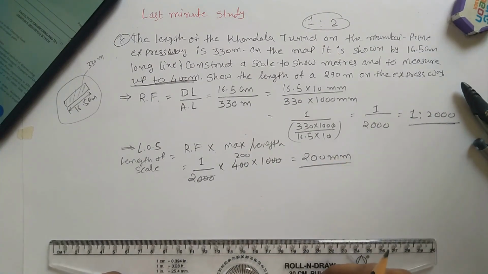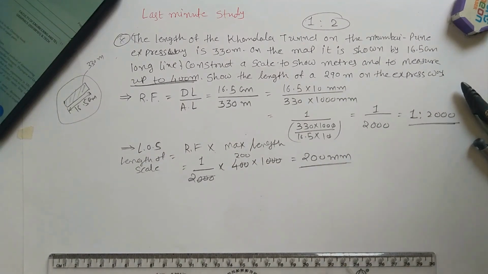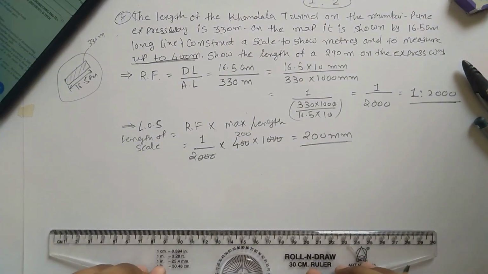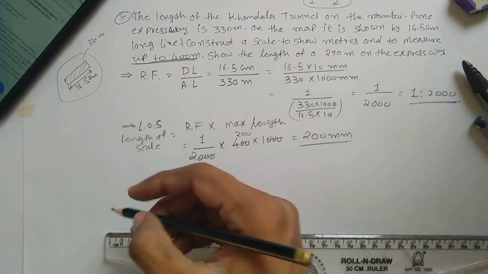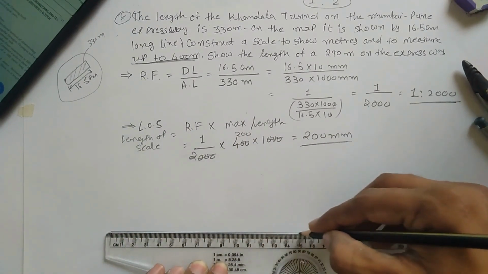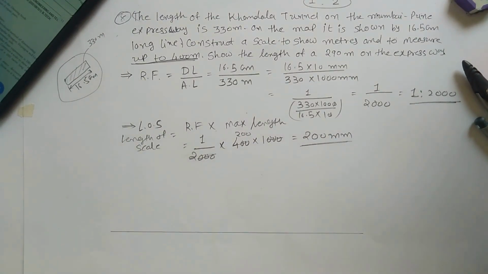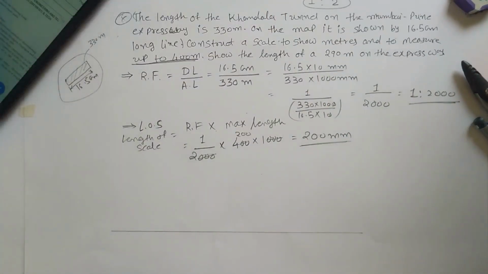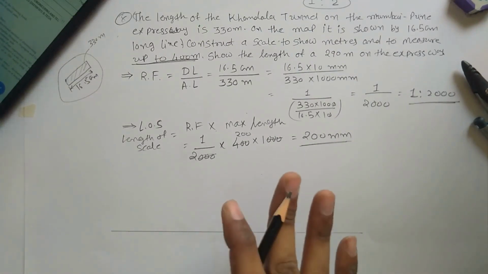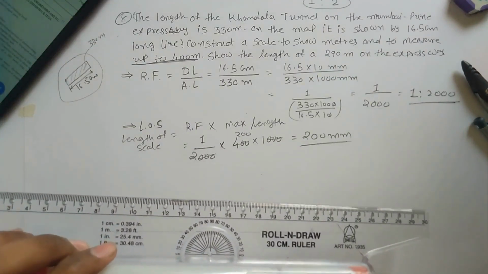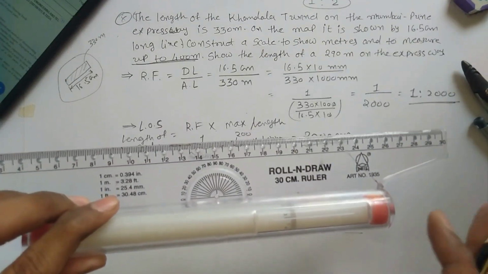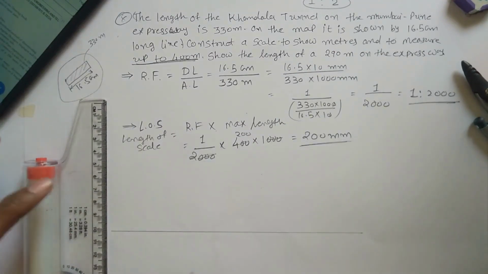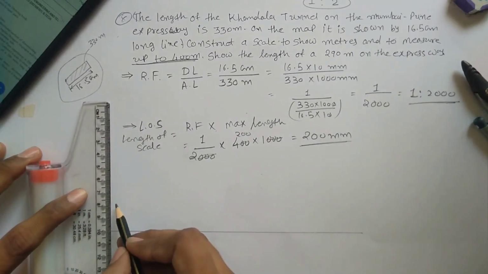So now let's start with this data. First of all, construct a line with the length of 200 mm, which is 20 centimeter. So we have to construct a scale like this. We can construct a scale using only a single line, but most of the time we have the practice that the engineering scale or normal scale is in the structure of a rectangle. So we have to construct a rectangle over here for better visualization.